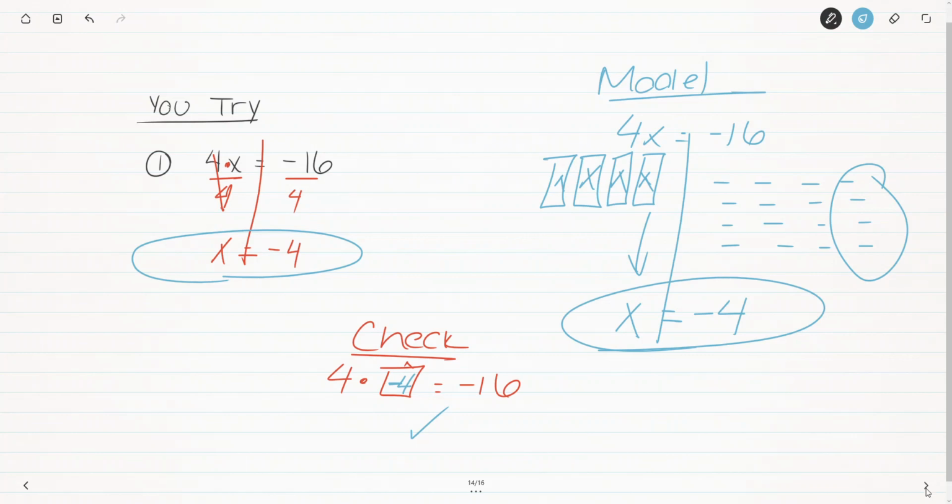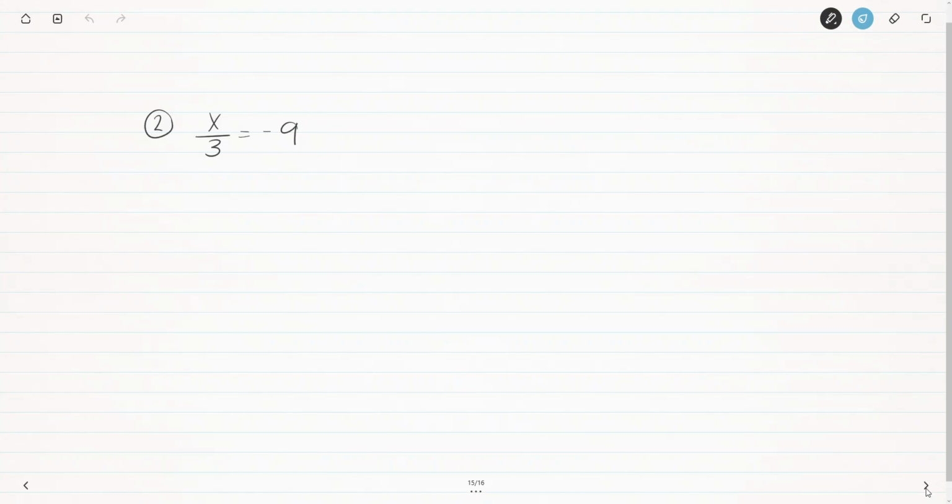All right, here is your next example that you're going to try on your own. Now this one will not work for modeling, so you're going to have to do the math for this one.